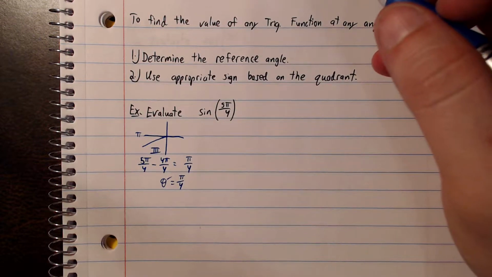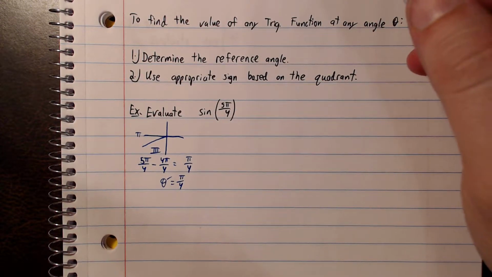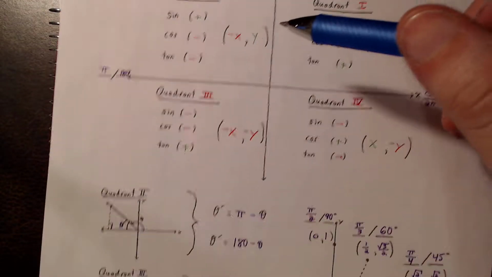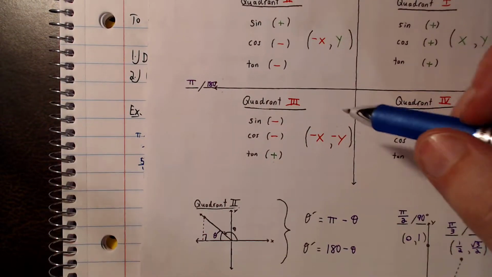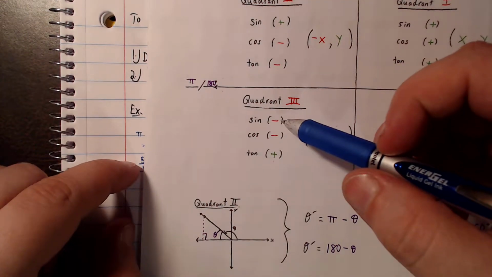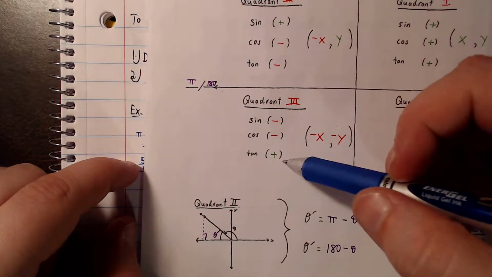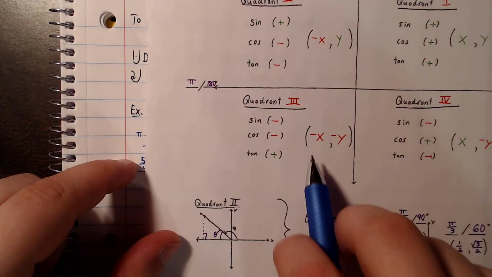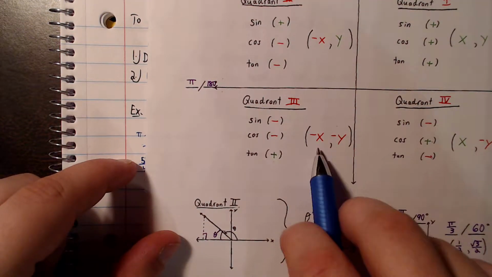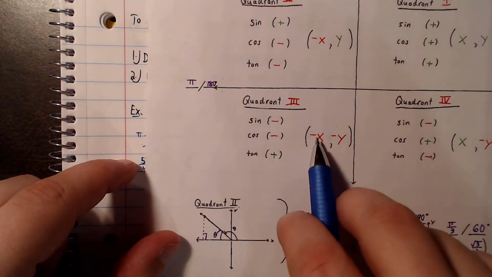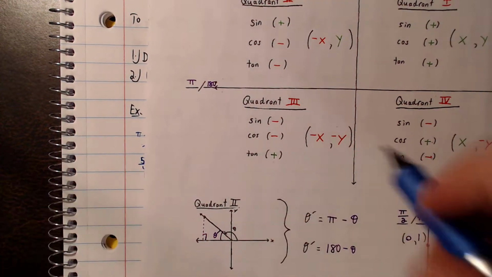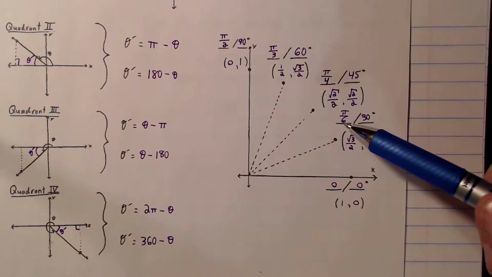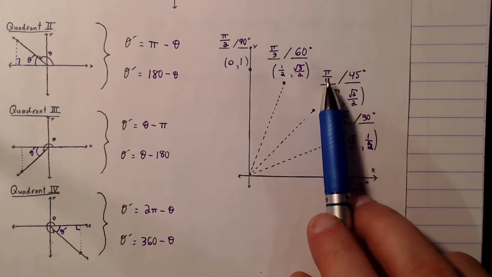But we have a couple of things that's happening here, right? We know that we're in quadrant 3, which means that sine is negative, cosine is negative, and tangent's positive. But what's more important is we have negative x and negative y. Okay, we need those signs.